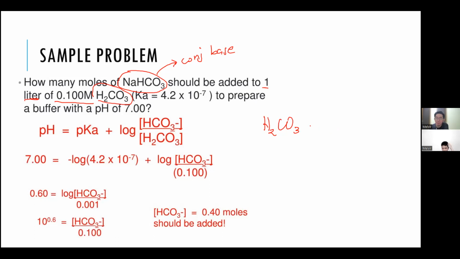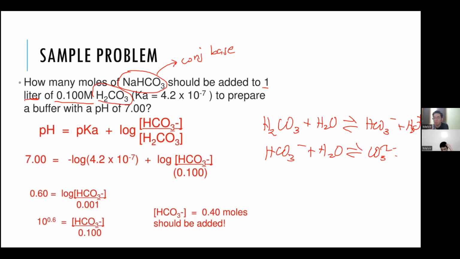Two, correct. So carbonic acid plus H2O becomes HCO3 minus plus H3O plus, correct? Then your bicarbonate can react again with water to form, this time, carbonate ion, CO3 2 minus, plus H3O plus. So that is your carbonic acid system.